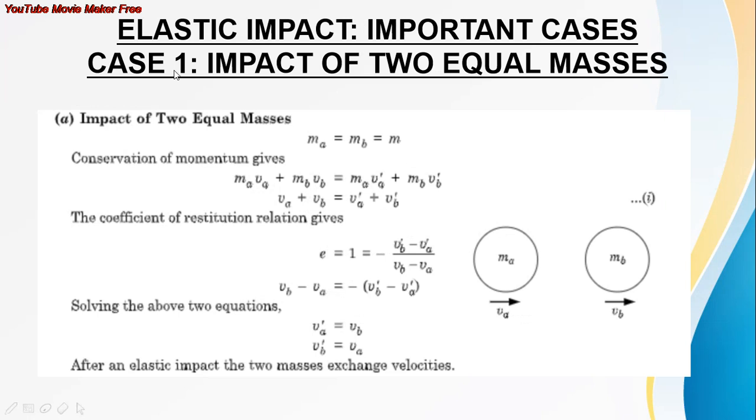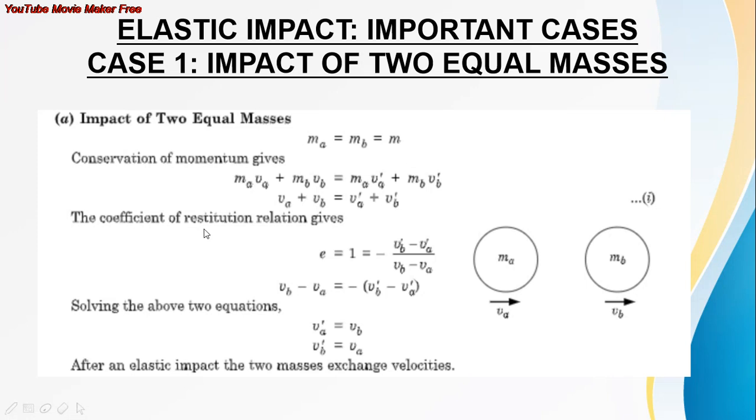First case is impact of two equal masses. Let us suppose that there are two bodies having masses ma and mb. These two masses are equal, ma equal to mb equal to m, and their velocities va and vb are both in the same direction, va is greater than vb. Here we can apply the conservation of momentum, that is ma va plus mb vb equal to ma va dash plus mb vb dash. So we get va plus vb equal to va dash plus vb dash because ma and mb are equal.